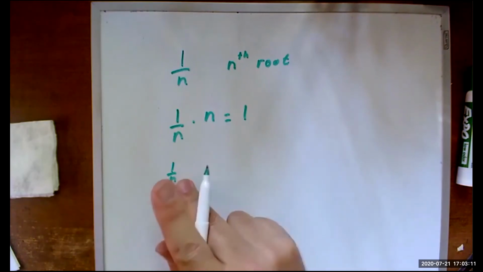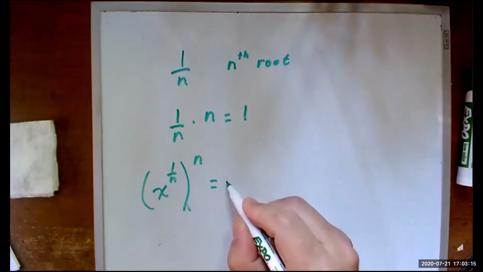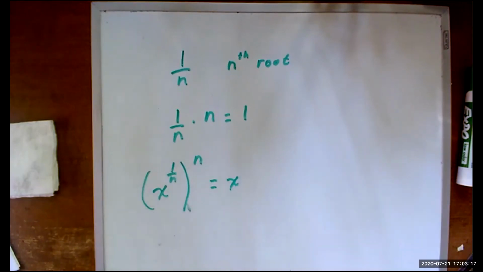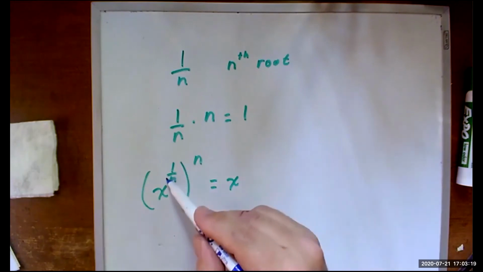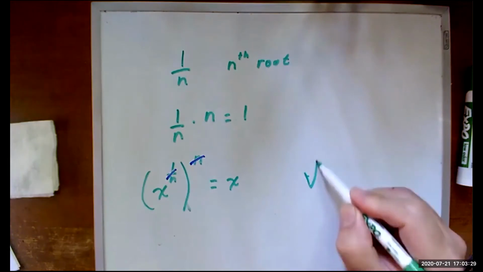Okay, so if I had some number x raised to the power of 1 over n, and I raise that to the power of n, ultimately I'd just end up with x. These would cancel each other out.